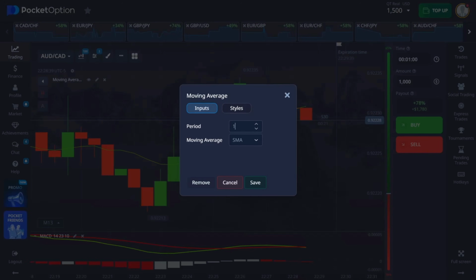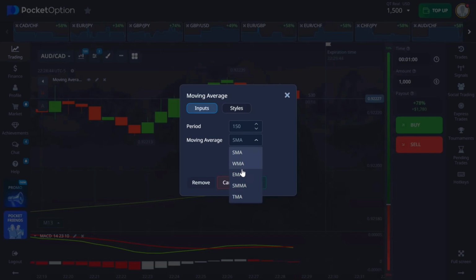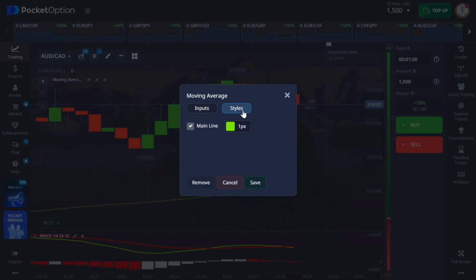For the second indicator, moving average, with a period of 150, we're gonna choose EMA. Then we're gonna change the color also and thicken the line and hit save.